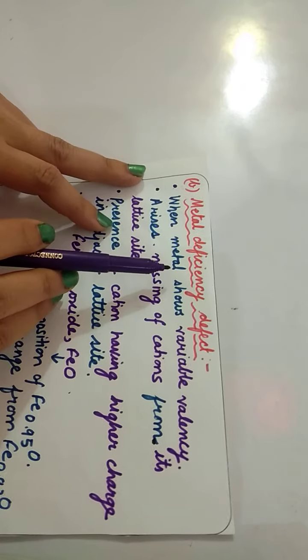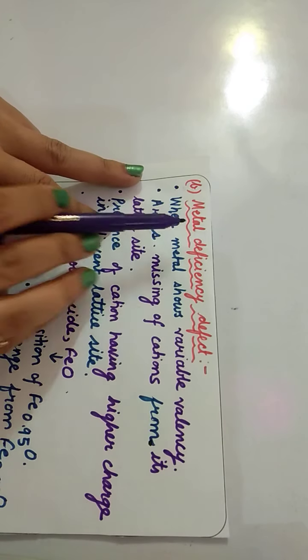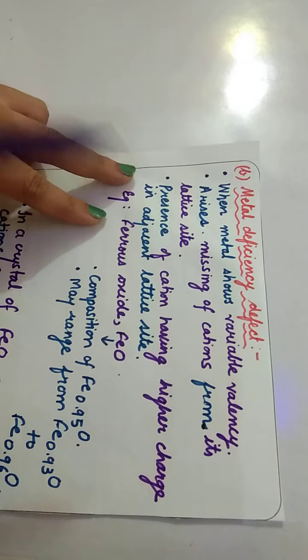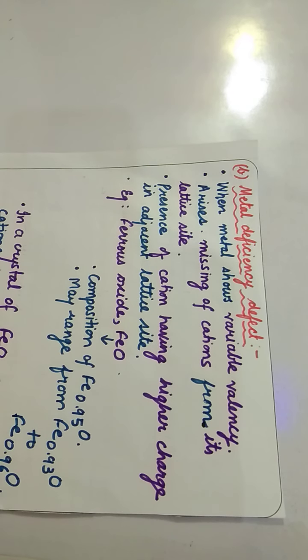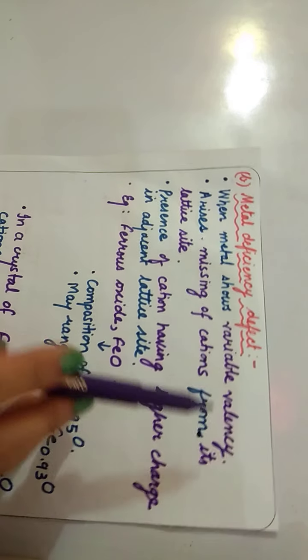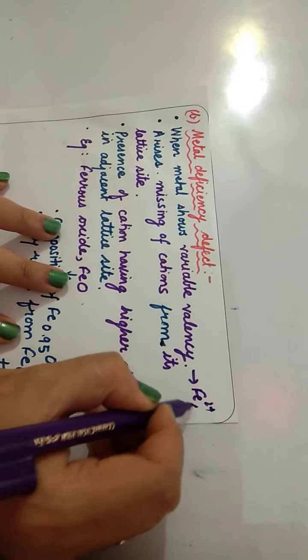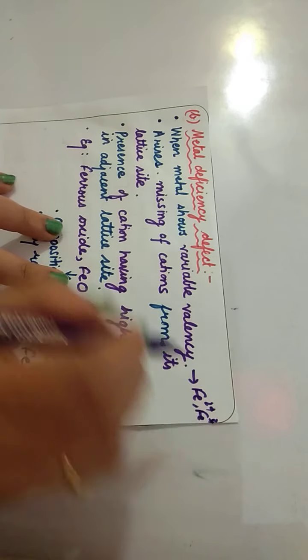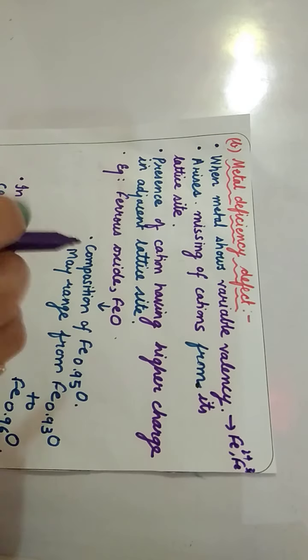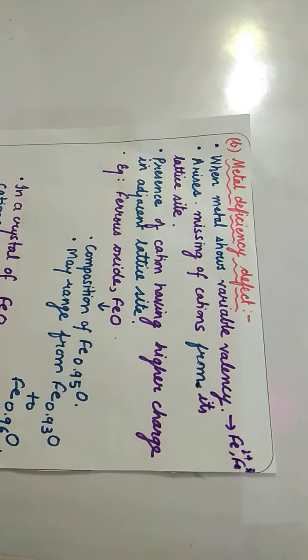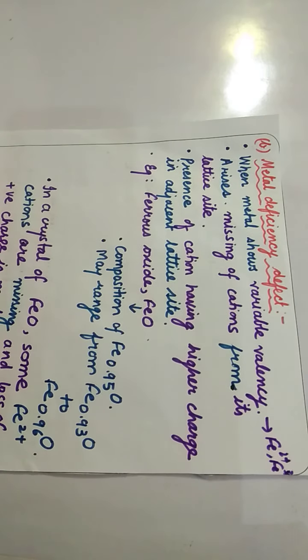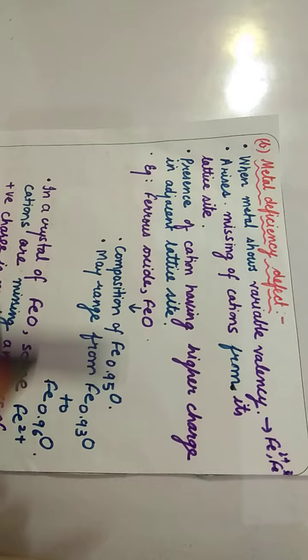We know that non-stoichiometric defect is of two types, metal excess defect and the second one is metal deficiency defect. So when we talk about metal deficiency defect, we generally talk about those solids which have variable valencies, such as iron. Iron has two types of valency, Fe2+ and Fe3+. Now, generally this type of defect arises when cations move from their lattice sites.